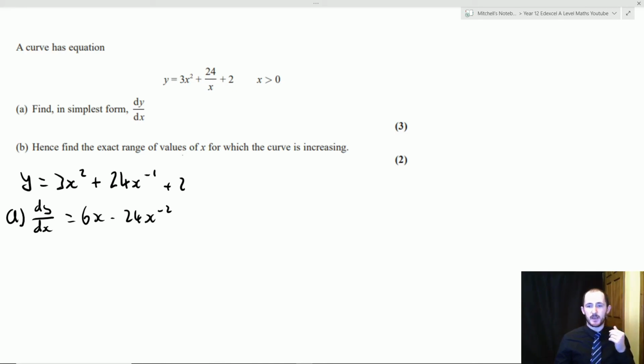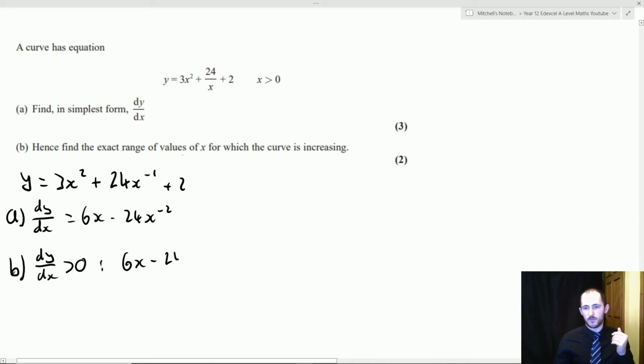Not too bad. Now for this, hence find the exact range of values for x for which the curve is increasing. And all we will need to do, again, as I showed you before, is say dy by dx has to be greater than 0. So we have 6x minus 24, I'm going to write this the other way, over x squared, has to be greater than 0.